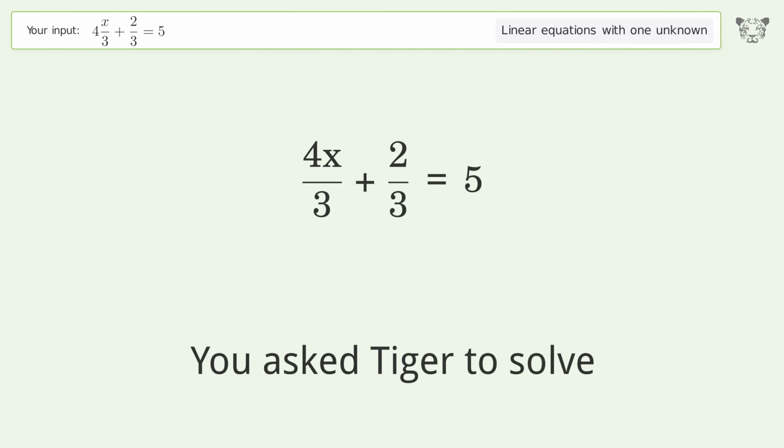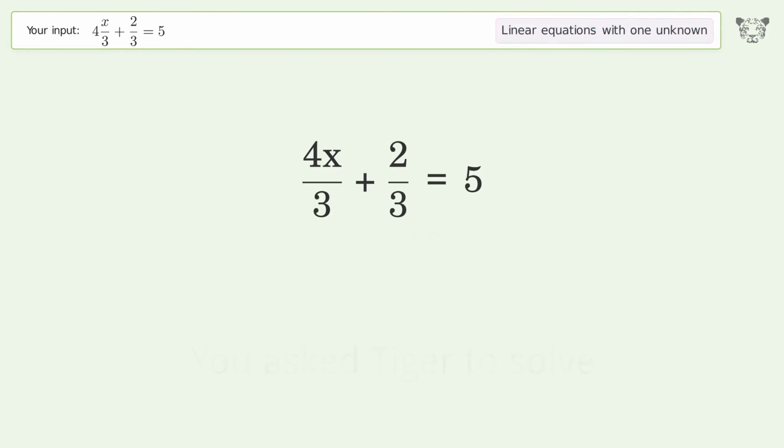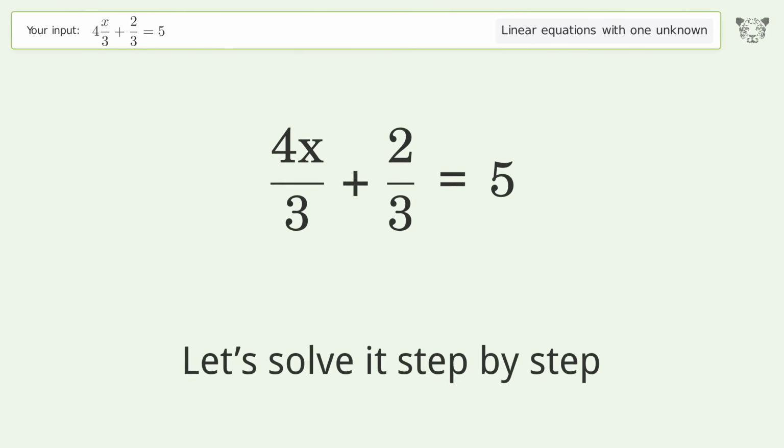You ask Tiger to solve. This deals with linear equations with one unknown. The final result is x equals 13 over 4. Let's solve it step by step.